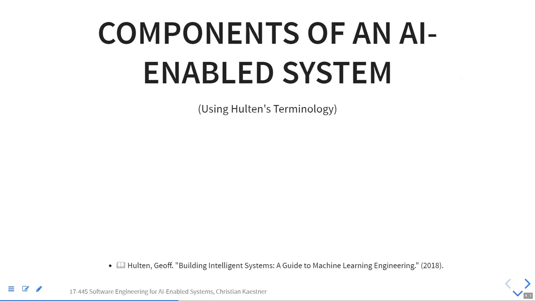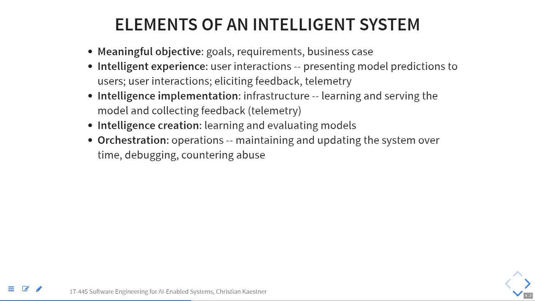To think about this, I think the distinction in the textbook is a good starting point. I made you read this, right? So, Hulton distinguishes between to build an intelligent system, right? So a system with intelligence in it with a machine learning component or AI component, you need first of all to think about what's a meaningful objective. Then what's the experience, the design of the experience? So this is about user interaction. How do you present the predictions to a user? Do you take actions? How do you elicit feedback and telemetry?